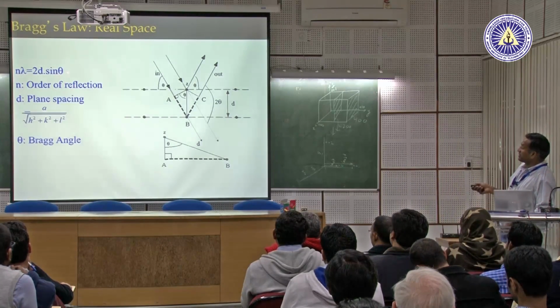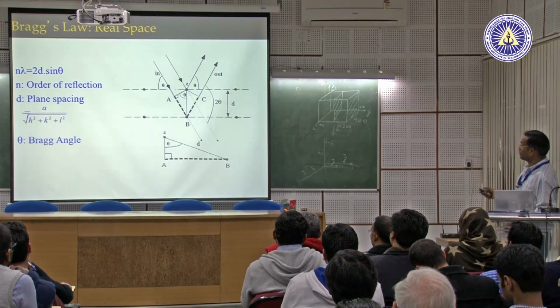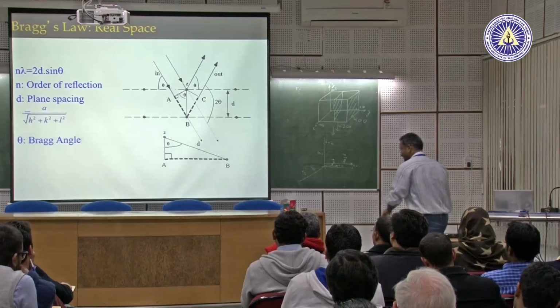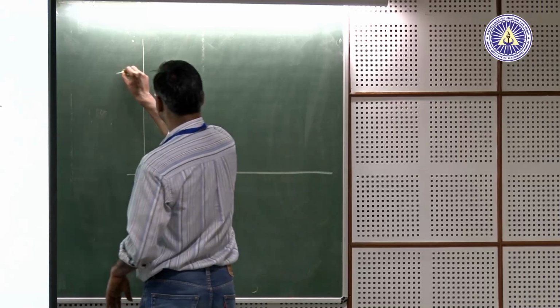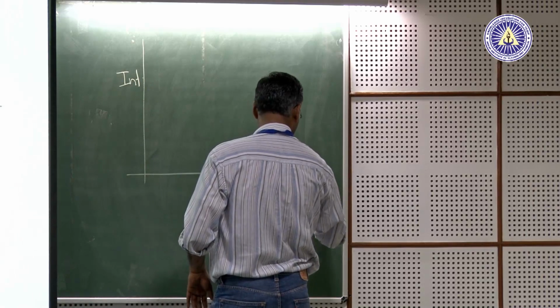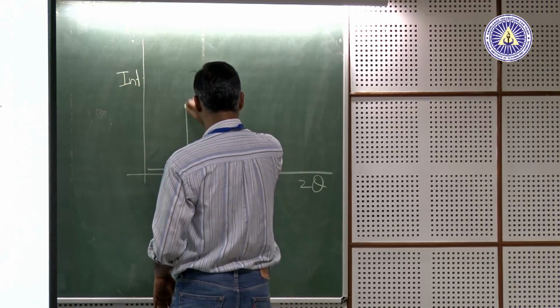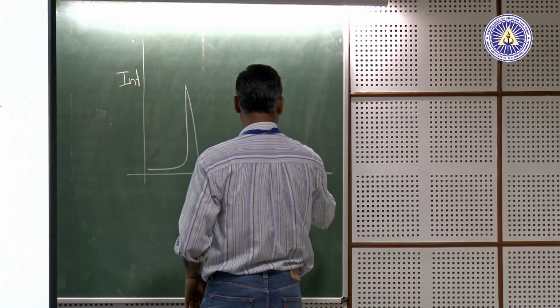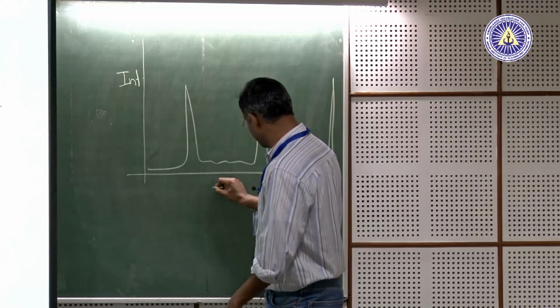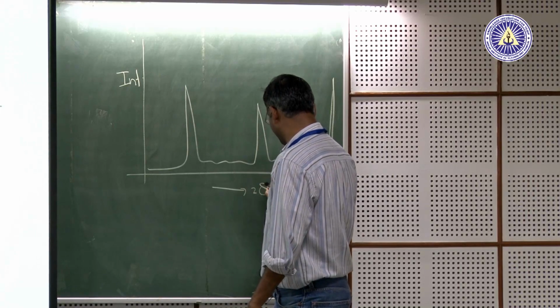Now if you look at this equation closely, when you draw the diffraction pattern it appears something like this. So this is your intensity, and this is where you have 2 theta, and you have something like this, and so on and so forth. So this is 2 theta increasing.